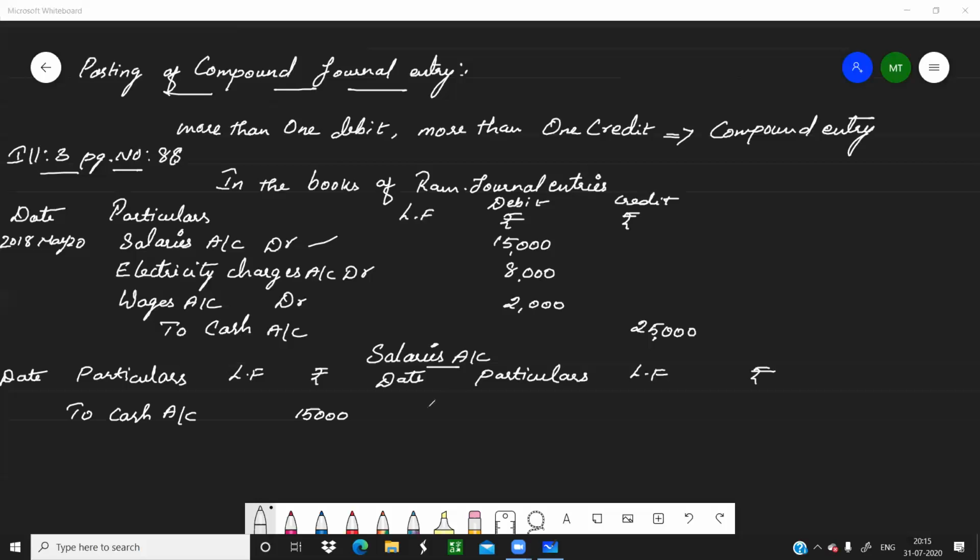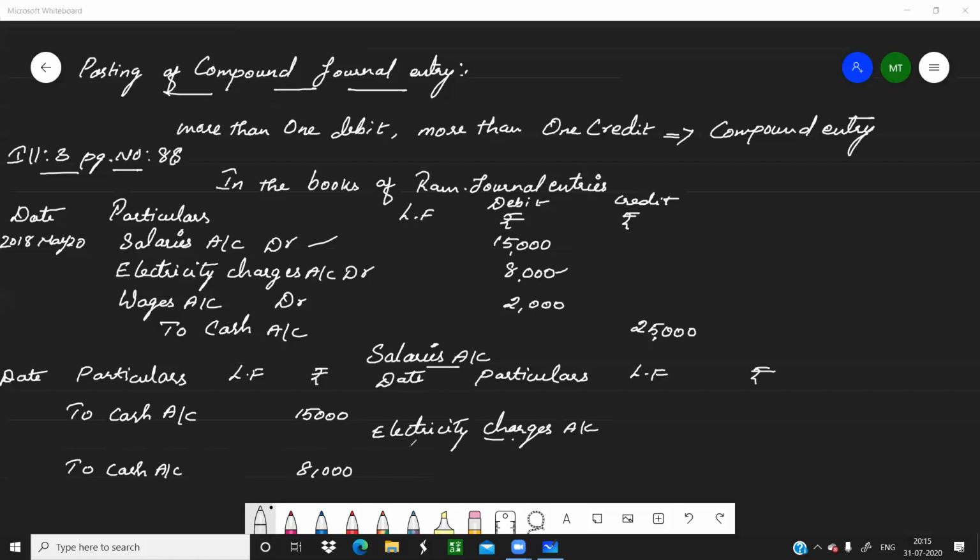Okay, that's all. Next one, electricity charges account. So electricity charges account debit to cash account. Same way, to cash account. So the amount is rupees 8,000. That's all. Next one.